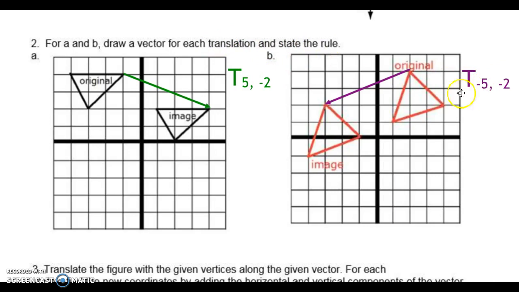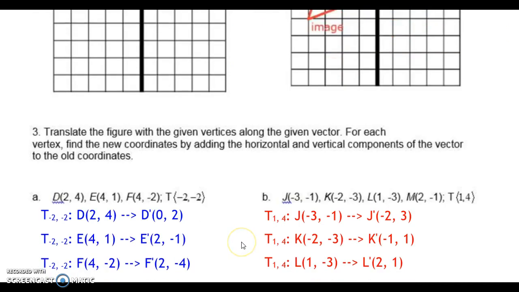These are the rules. You could have also written these translations as vector notation. Pause the video and see if you can write it, and then I'll show you the correct answer. All right, here's your vector notation. Remember these kooky little arrows at the sides mean it's a vector. X changes by 5 and y changes by -2. X changes by -5, y changes by -2.